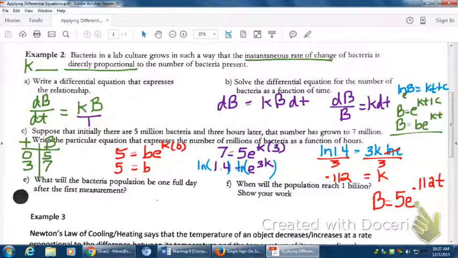All right, E. What will the bacteria population be 1 full day after the measurement? Since t is in hours, since we saw it was 3 hours later, on E we're just going to let t equal 24, and you just plug in 24 to find the bacteria. You get 73.789 million.